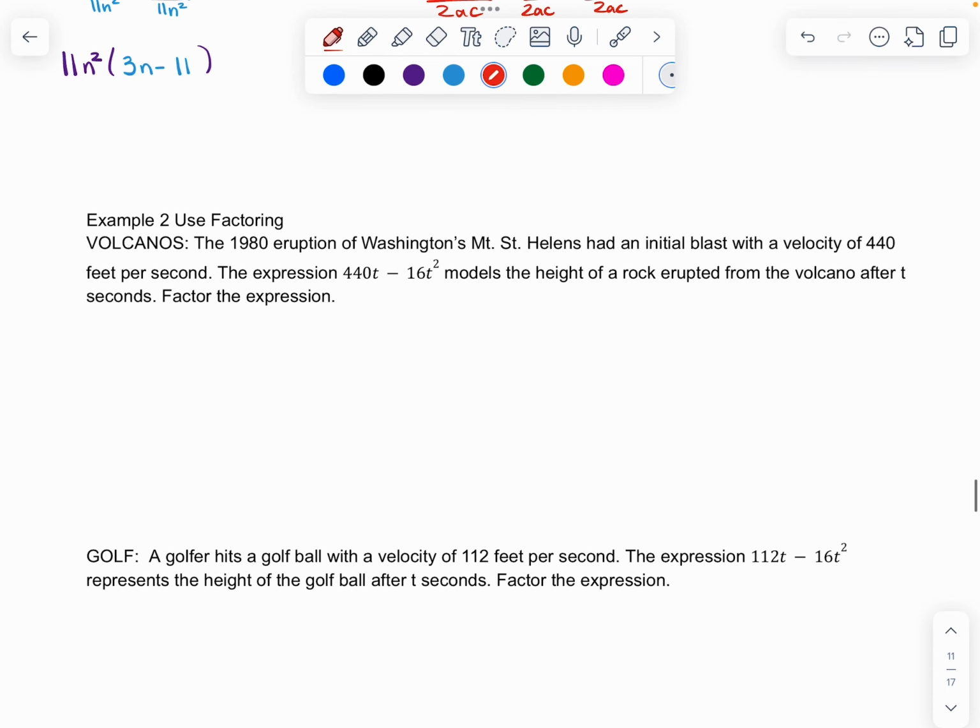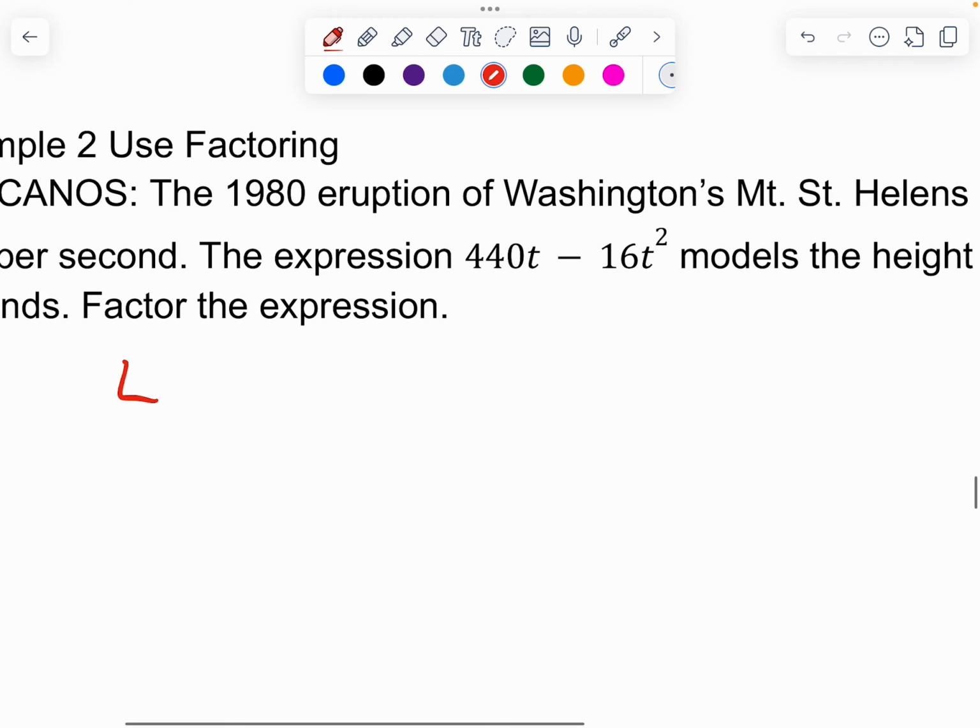Okay, so here we have the 1980 eruption of Mount St. Helens, Washington's Mount St. Helens, had an initial blast with a velocity of 440 feet per second. The expression 440t minus 16t squared models the height of a rocket erupted from the volcano after t seconds. Factor this. So I have 440t minus 16t squared.